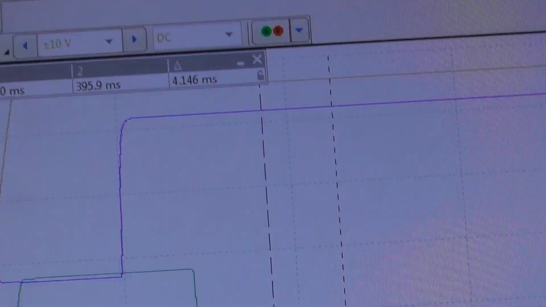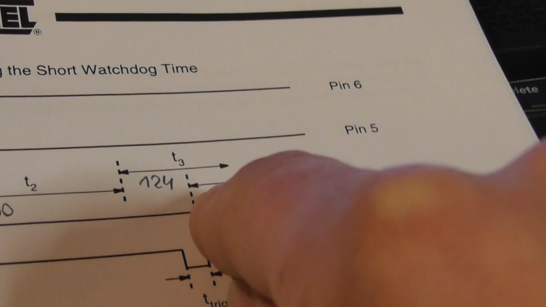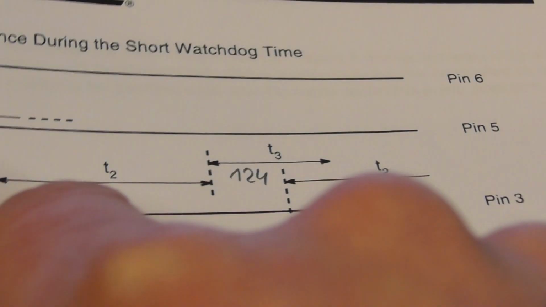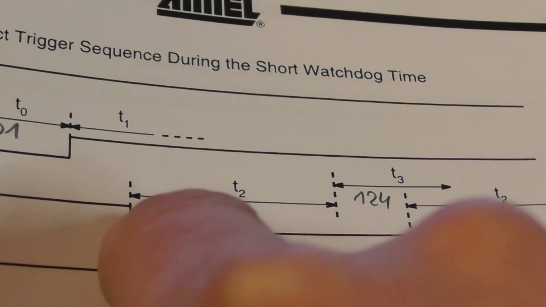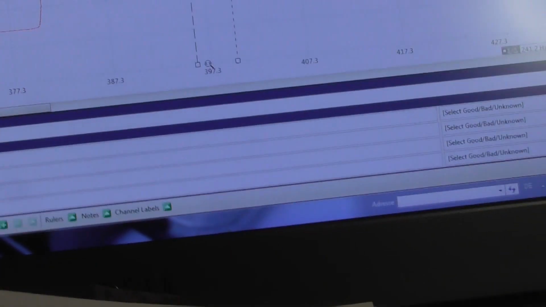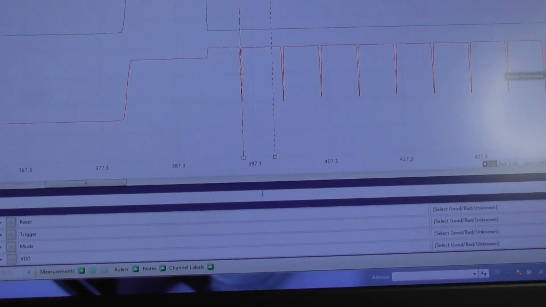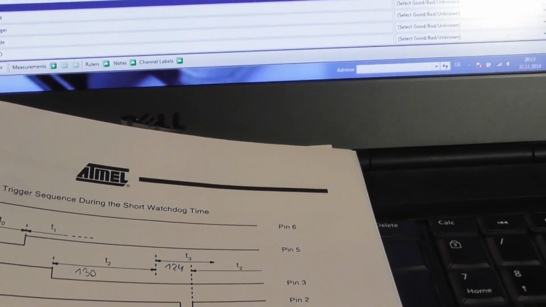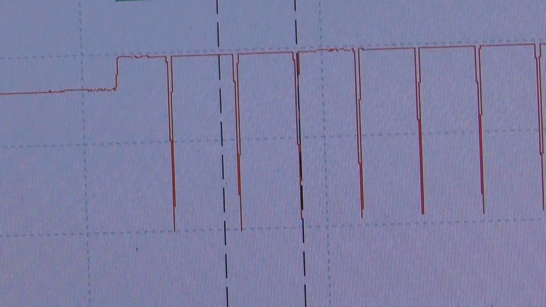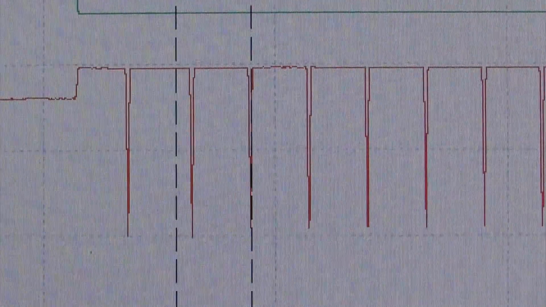About this, now we are here in the dead time after the first trigger. We are again here on T2. In this time no trigger should appear, which is correct. Now go for the next trigger event. Again 6.7 milliseconds. Exactly. This trigger is in the right time. Perfect.